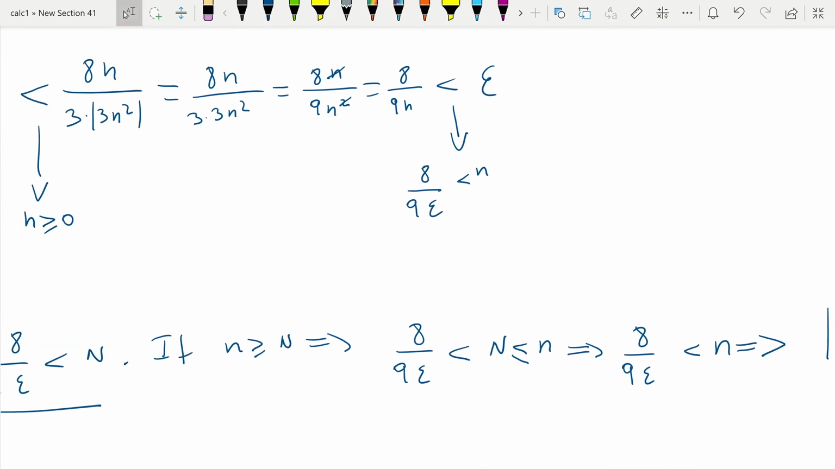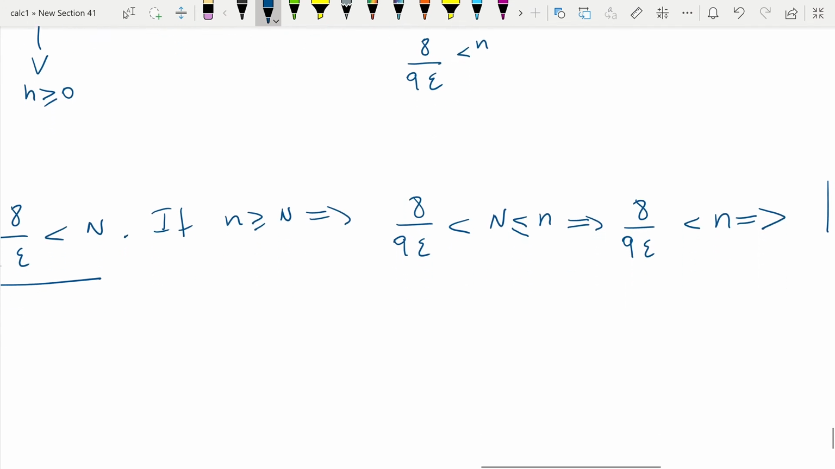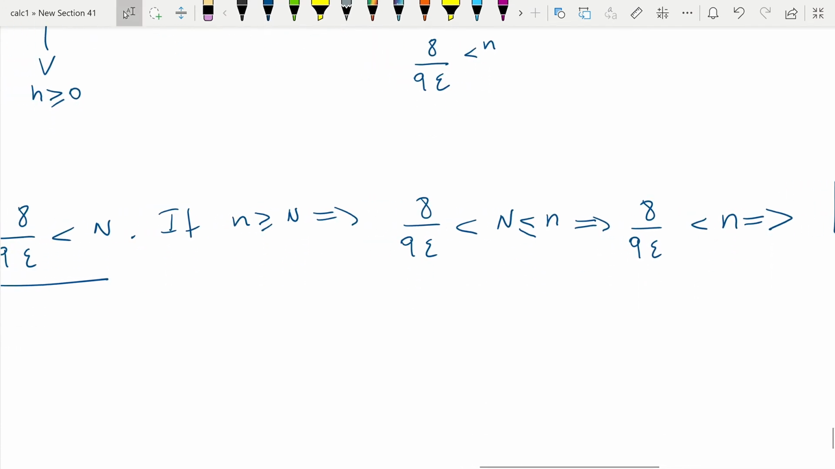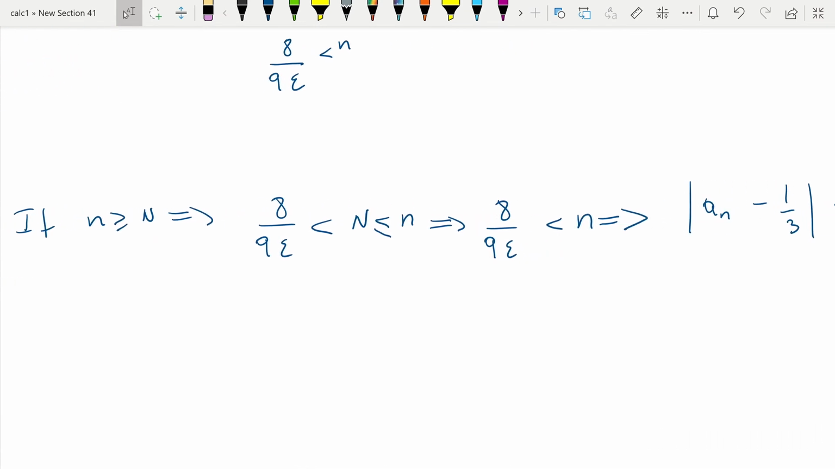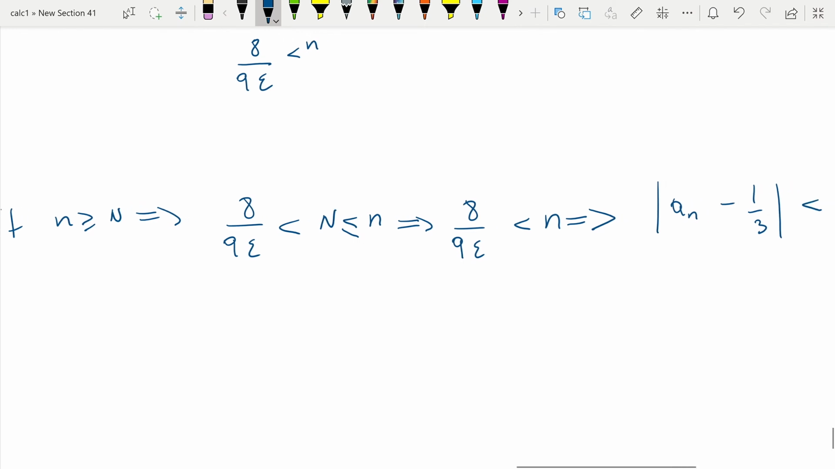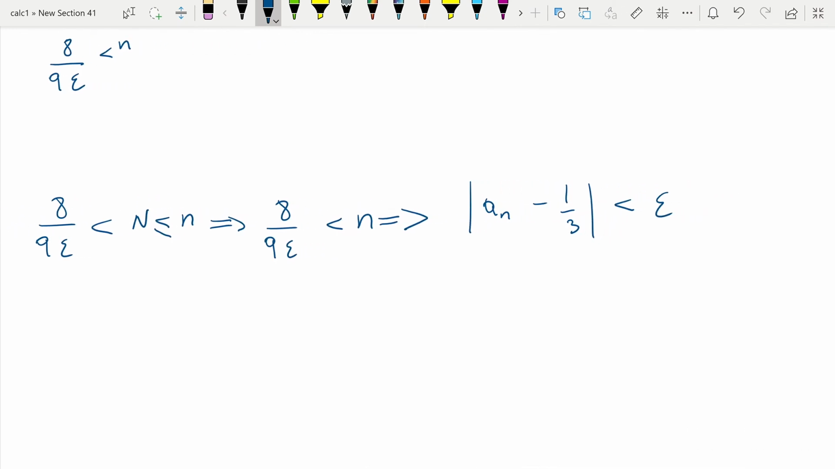Here, I want you to pay attention to what we're doing. Epsilon is given at the beginning. We haven't changed it at any point. We found a capital N. Now, if n is greater than or equal to N, what can we conclude? That a_n minus 1/3 is less than epsilon. It's smaller than epsilon. And that is the property that we needed to show.